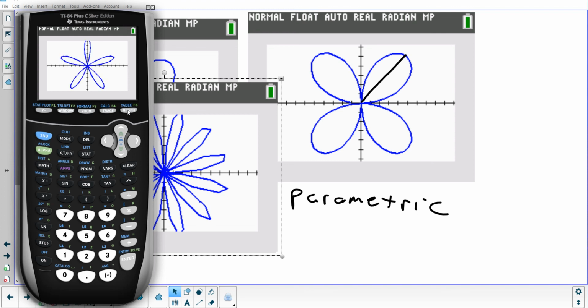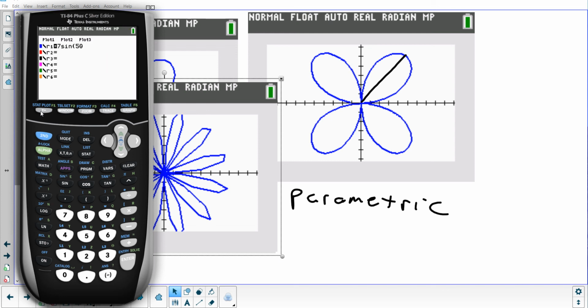Got 5. So it's a different pattern if it's even or odd. If it's even, you get double the number of petals. If it's odd, you get exactly that number. So I'll leave it to you to figure out how you could get like 6 petals. You couldn't type in 6 because you'd get 12. If you type in 2, you get 4. If you type in 5, you get 5. 7, you get 7. How could you get 6? No, there's a way to do it.